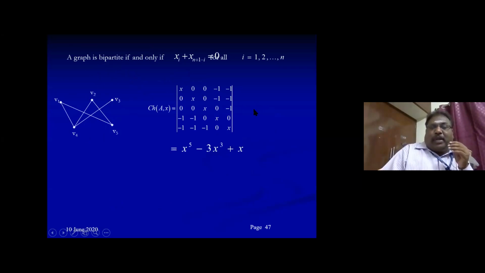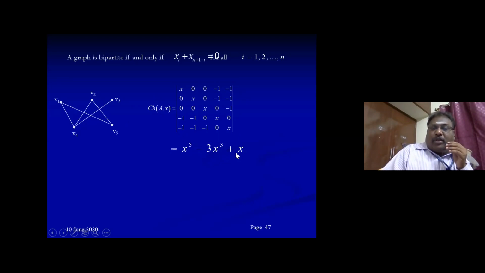What is the property? Look at the matrix, the 5 by 5 matrix. Determine the determinant of A minus lambda x, the characteristic polynomial. Then you expand it, you'll get x power 5 minus 3x cube plus x. So as usual, the x power 4 term is missing because there is no self loop. Trace of the matrix is 0. The sum of the eigenvalues one at a time is 0.